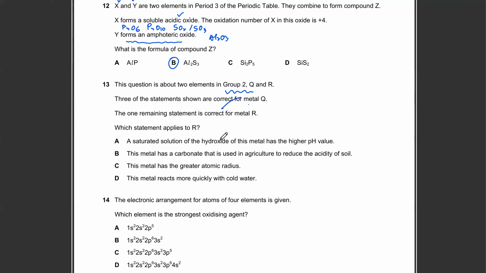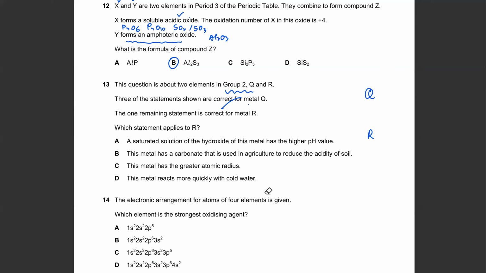Which one? B. Well, if R reacts quickly with cold water, right? So is it at the bottom or at the top of group 2? It's at the bottom. So Q must be at the top and R must be at the bottom. So that means the rest of the three statements must be true for Q then, right? So the metal has the greater atomic radius. Wrong. Do you understand the question? Yes, I got it. Okay, so this one is not.